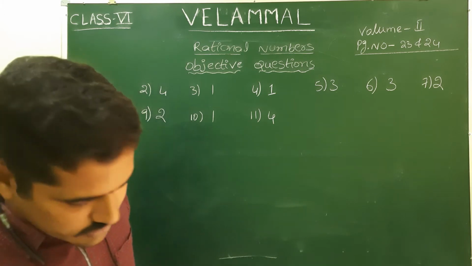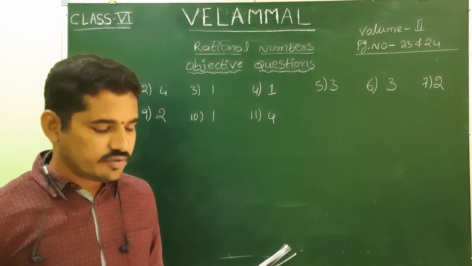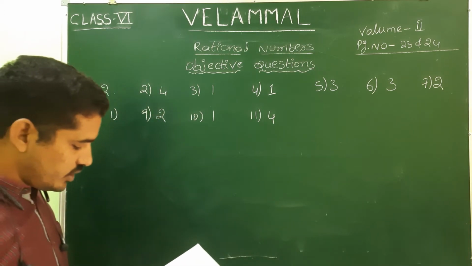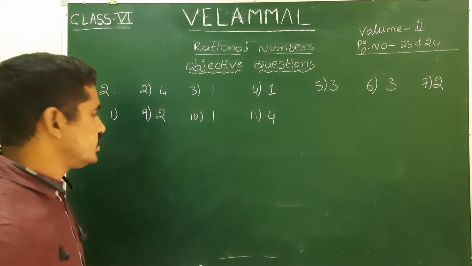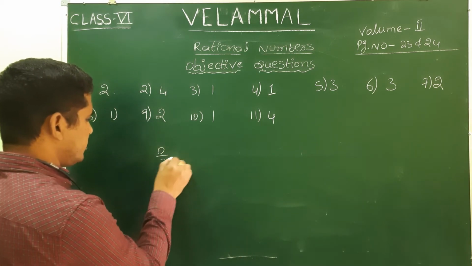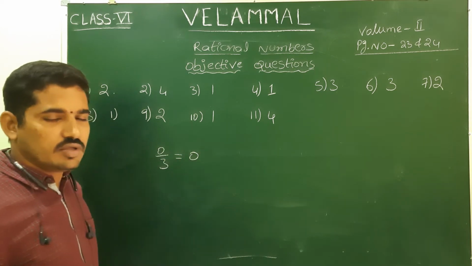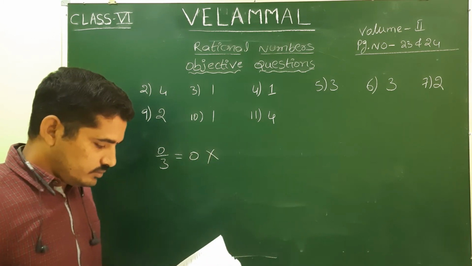Next is the 12th question. Which of the following are not false? That means we need to find the true one. 0 by 3 is a natural number. What is the value of 0 by 3? 3 zeros are 0. 0 is not a natural number. So this one is wrong.